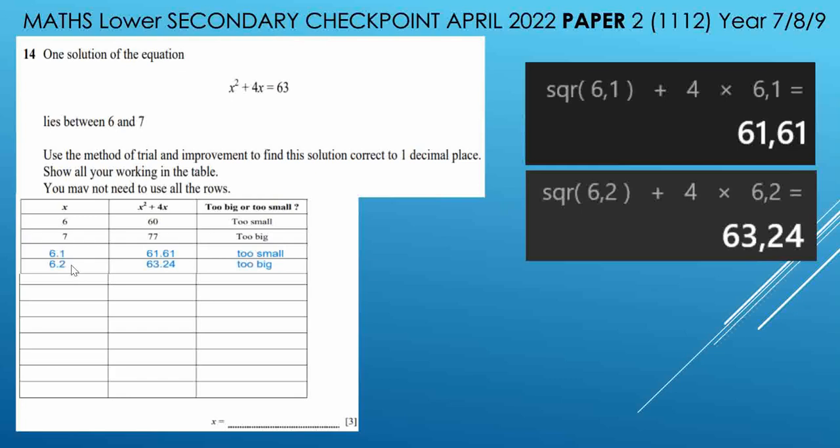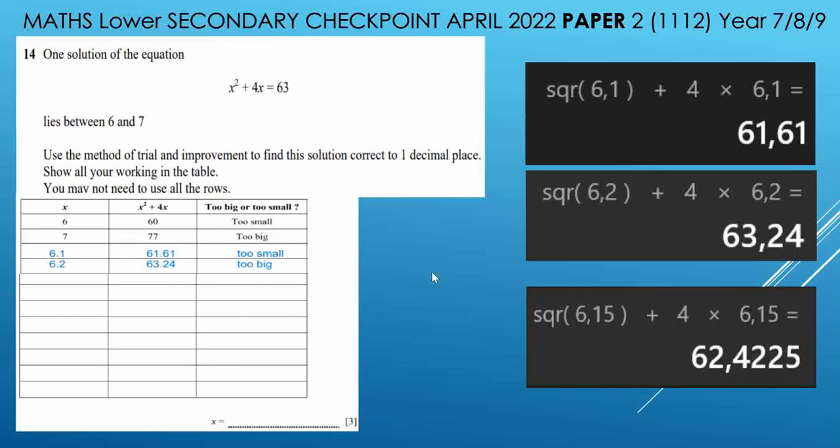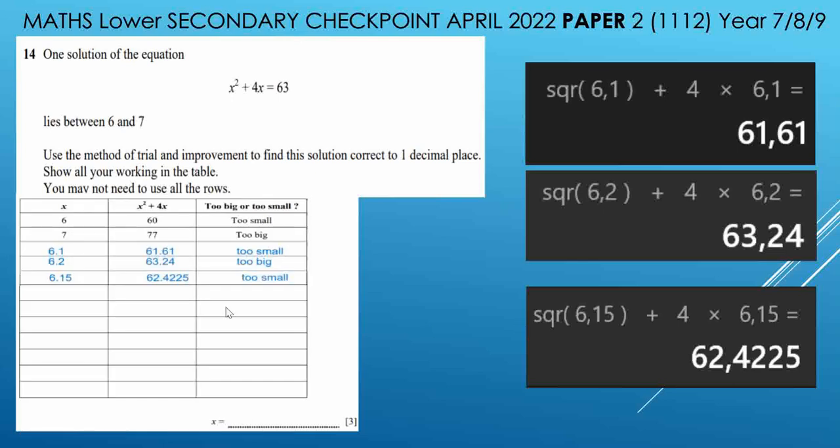Now, we have to check, is it more than 6.15 or less than that? Since we need to round to one decimal place. So let's try 6.15 squared plus 4 times 6.15. We get 62.4225, which is still smaller than 63. It means the answer is between 6.15 and 6.2. So let's input the data.